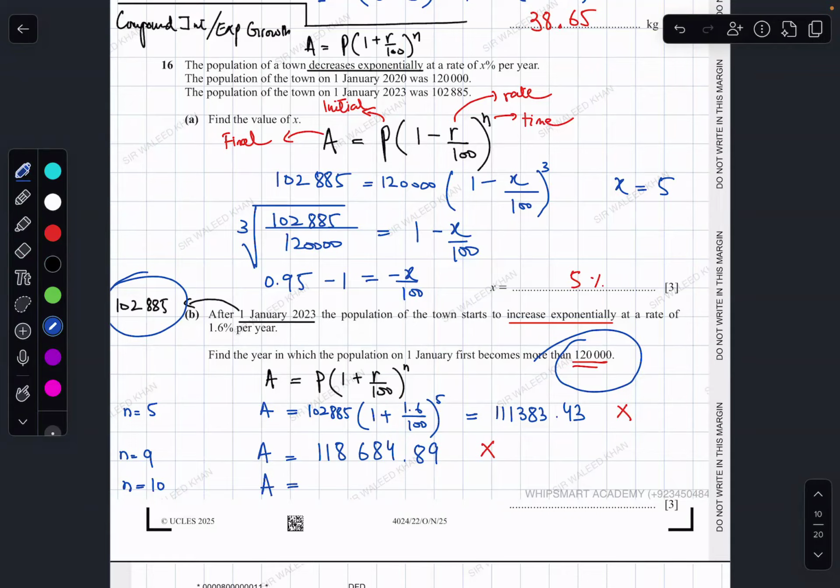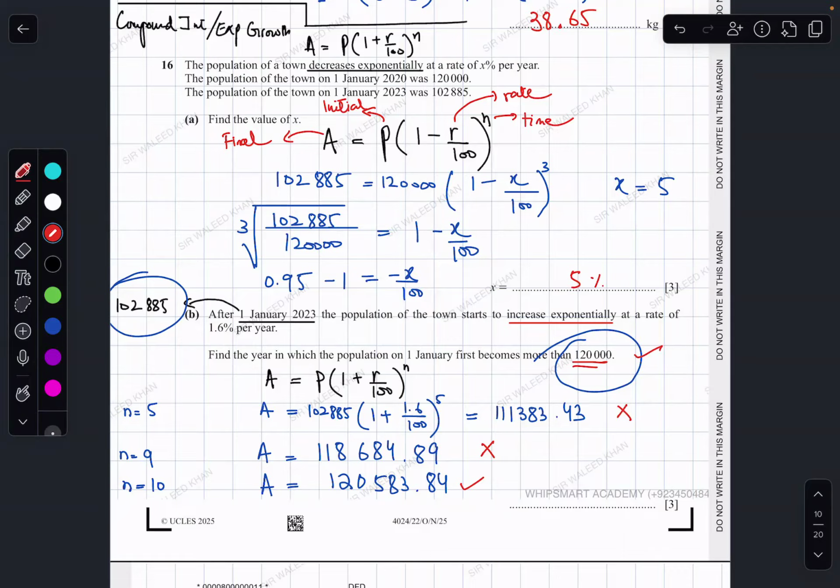What are you getting for number of years 10? Work it out and tell me the value. It's exceeding 120,000. So what is the exact value? 120,583.8487. Okay. So the value exceeded. So it took how many years?